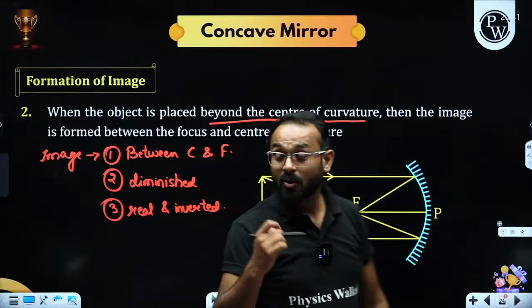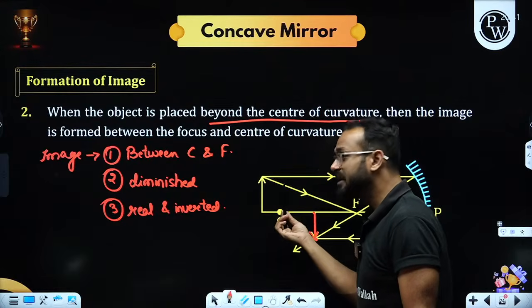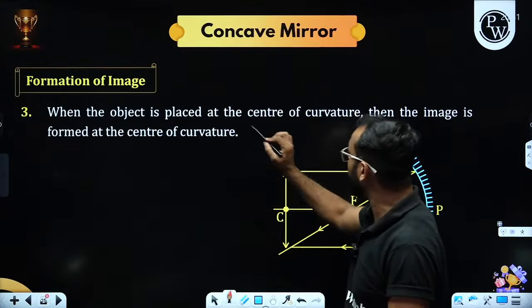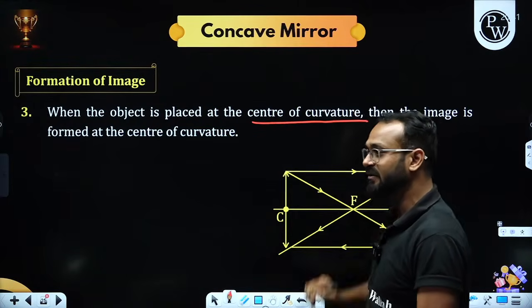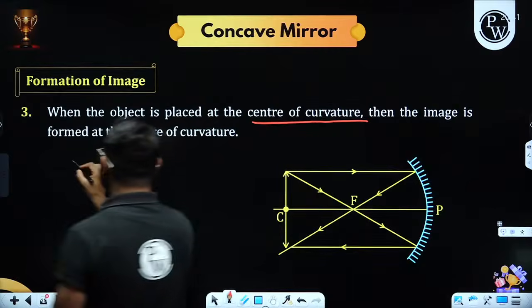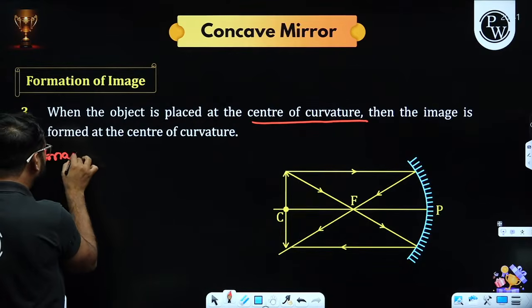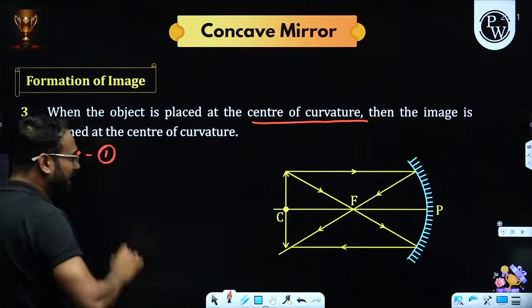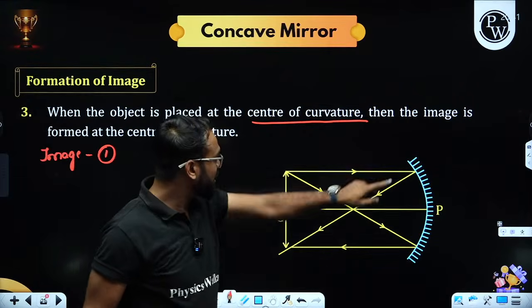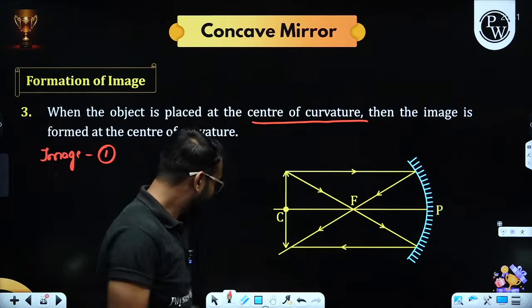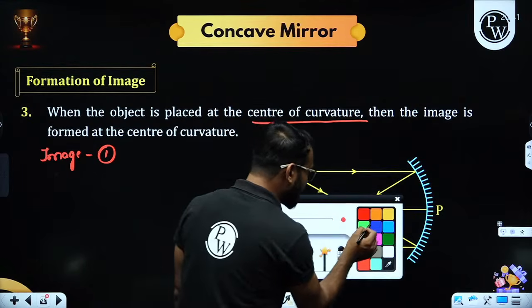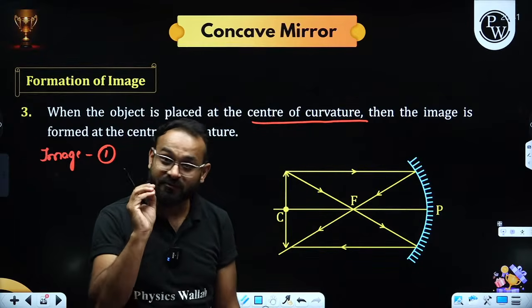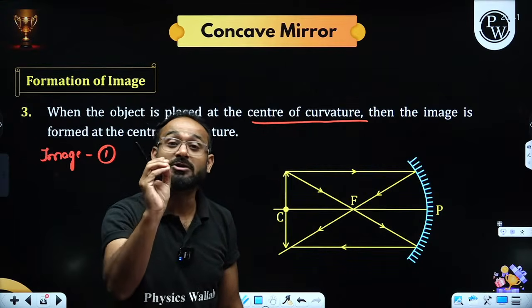Clear, sir? Now I am going to shift the object towards center of curvature. Third case, when the object is placed at the center of curvature, what is going to happen? If the object is at the center, center of what? The center of the entire sphere. So what will happen? First of all, you will follow the rules.